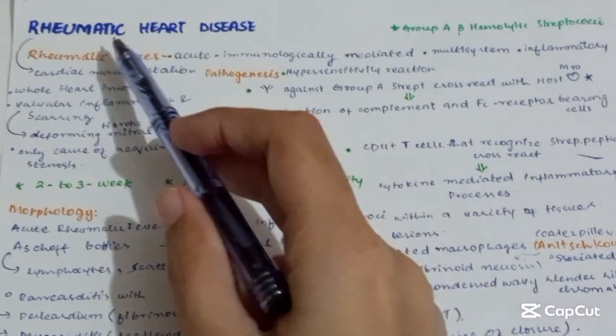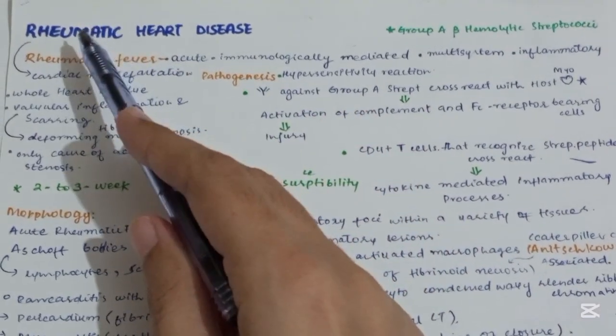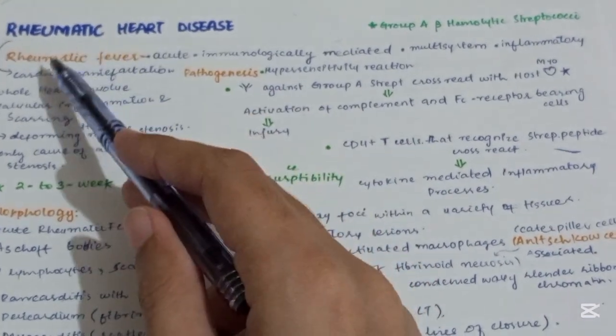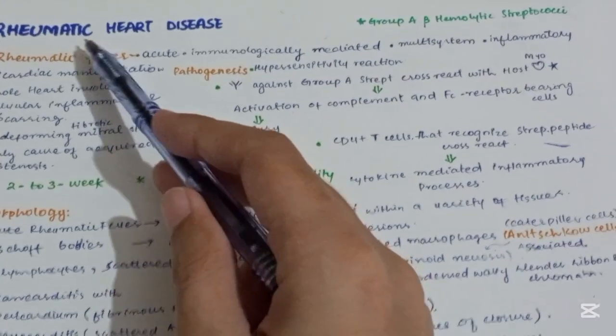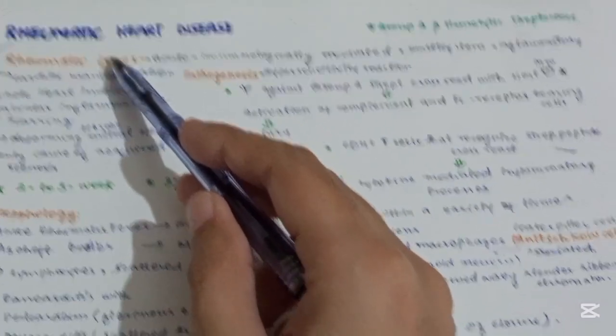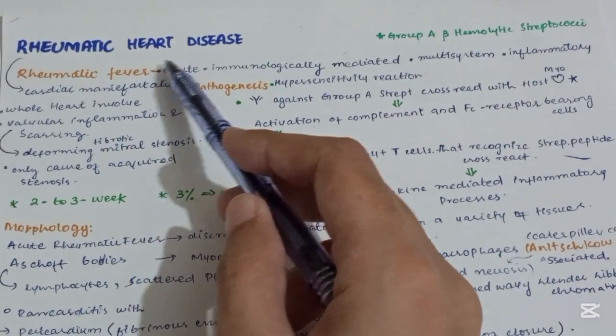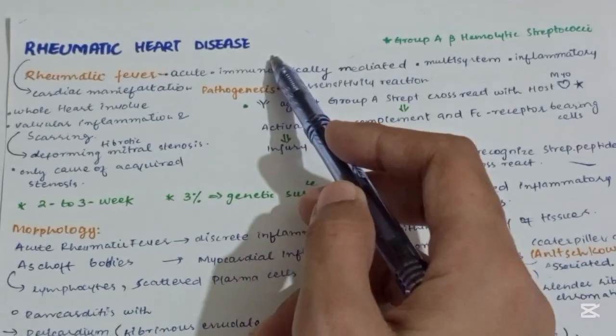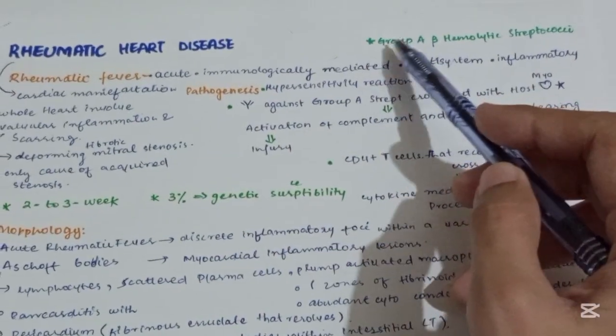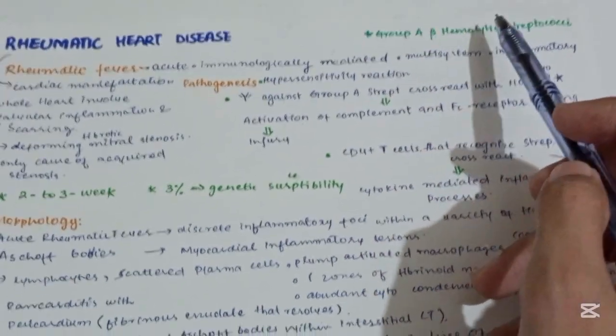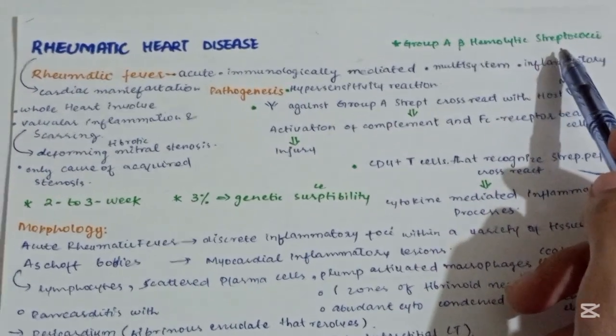Today our topic is rheumatic heart disease. So rheumatic heart disease is actually the cardiac manifestation of rheumatic fever. So what is rheumatic fever? Four points are very important from rheumatic fever. One is that it's an acute condition. Second, it is immunologically mediated. Third, it's multisystemic. And fourth, it is an inflammatory condition.